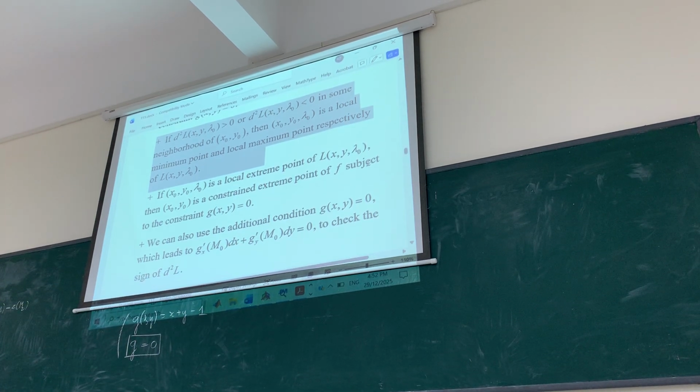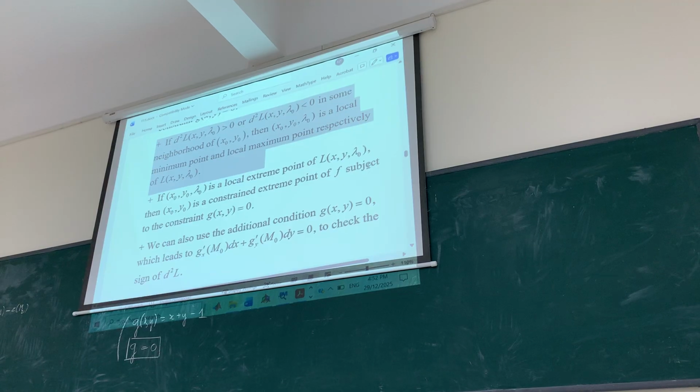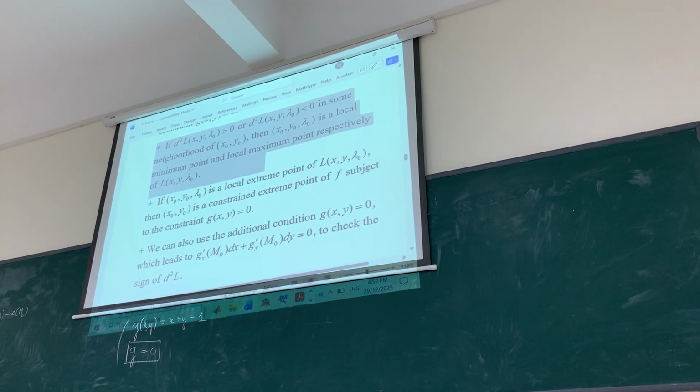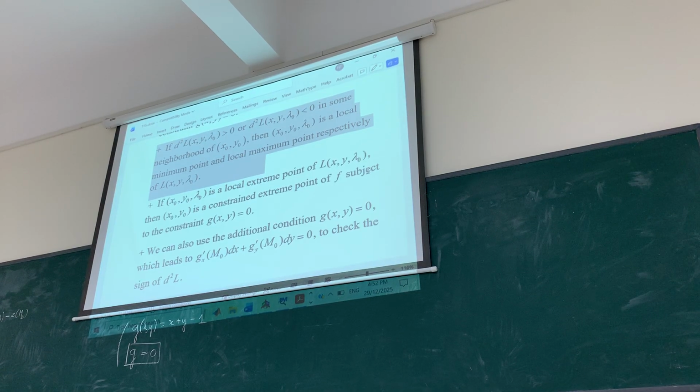Okay, now you can write out the three properties here. Have you checked whether M0 is a local extreme point or not?